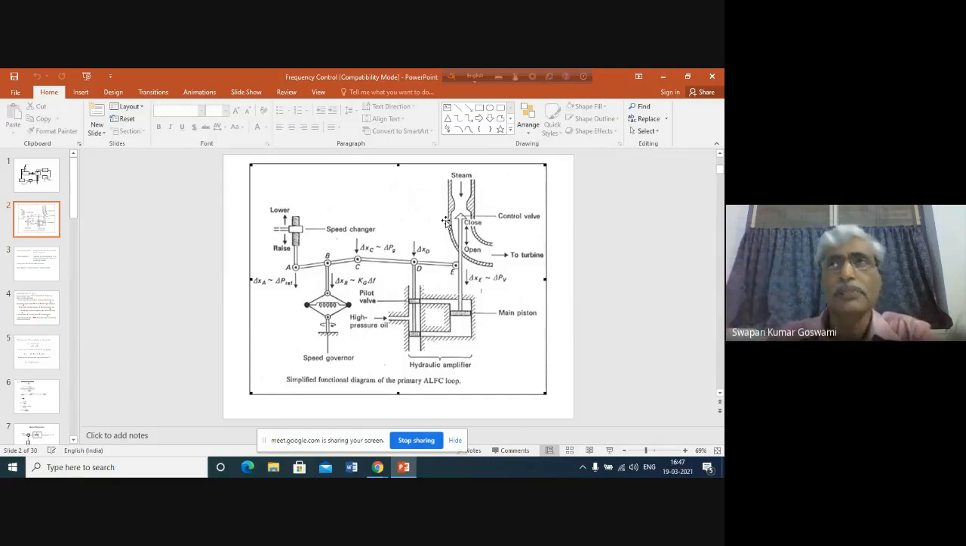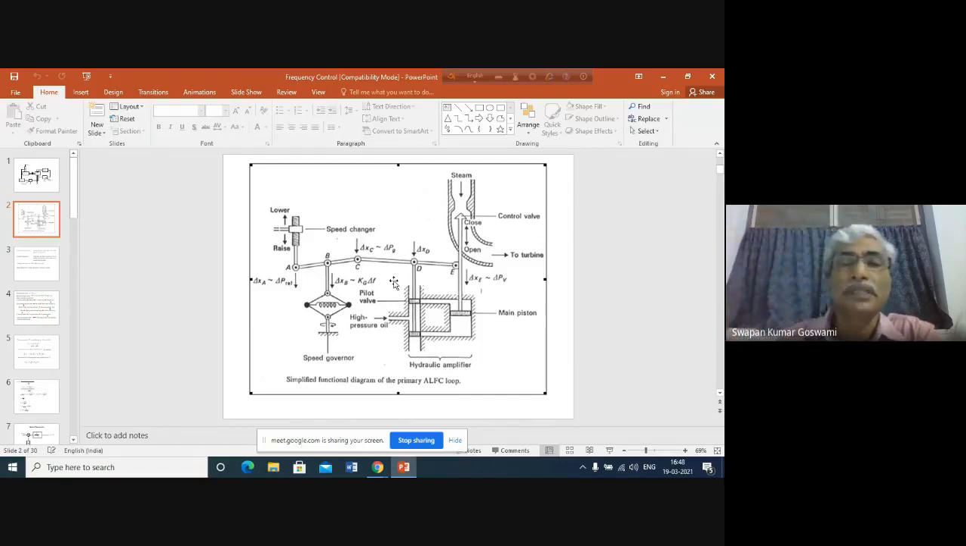How is the frequency being controlled by this load frequency control system? Let us assume that our generator was running at steady state and it was delivering some power to the power system. And the power system was operating at synchronous speed. Our generator is operating at stable conditions, so the generator is also running at synchronous speed.